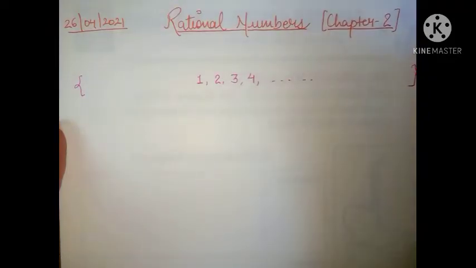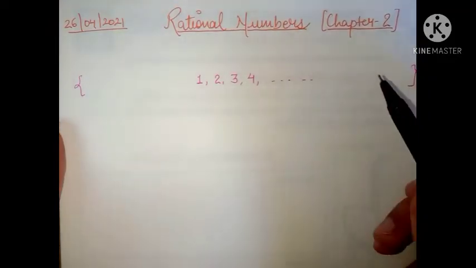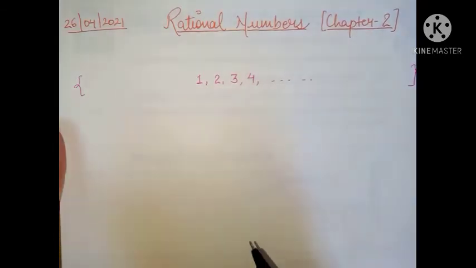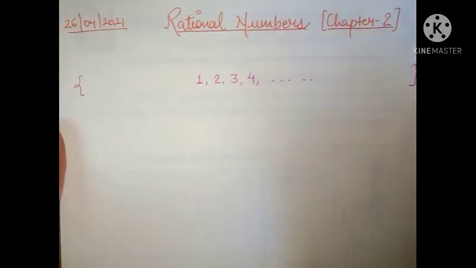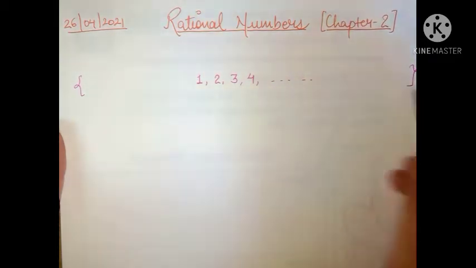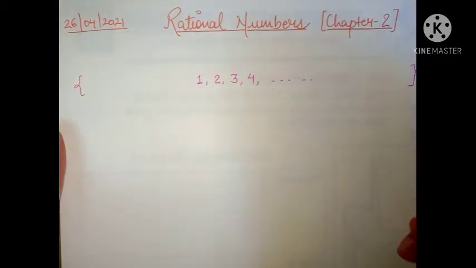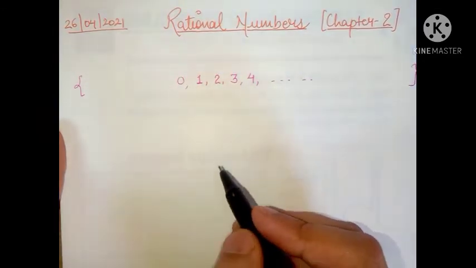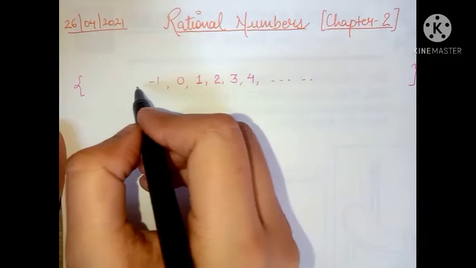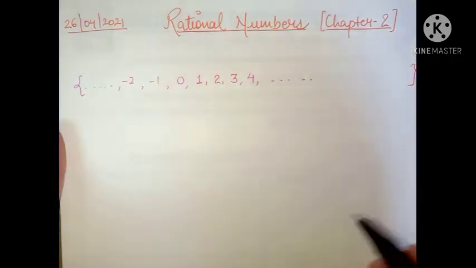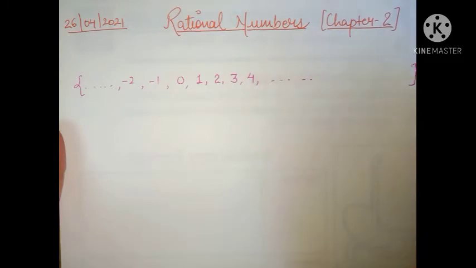Good morning, students. Today we are starting our new chapter, chapter number 2, which is rational numbers. Here something is written in front of you. You already know the numbers starting from 1, 2, and so on are called natural numbers. If I include 0, these are called whole numbers, and if I add the negative numbers also, then it becomes the set of integers. So, this much we know till here.